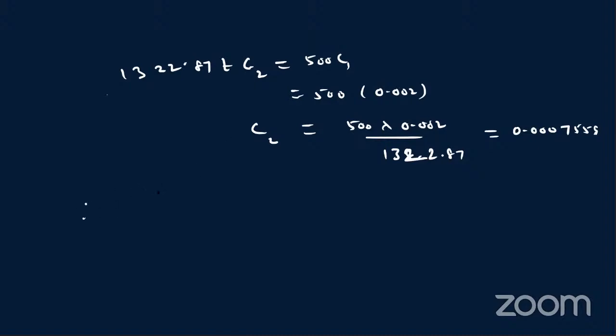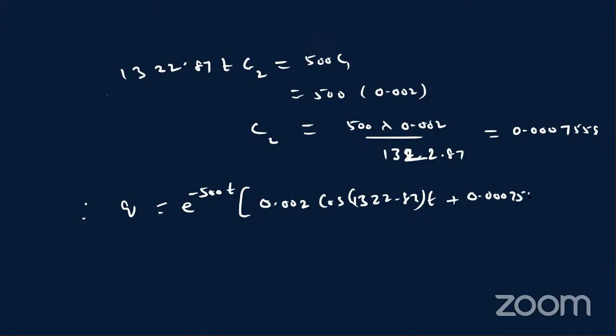Therefore, after finding those two values, I am writing Q equal to e power minus 500t into C1, that is 0.002 cos 1322.87 into t, plus C2, C2 is 0.0007559 into sine 1322.87 t. So by using the given conditions, we need to find out the constants present in the solution. C1 and C2 should be found out with the given conditions.